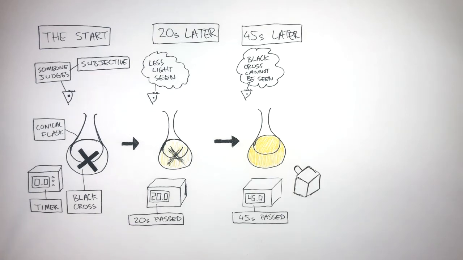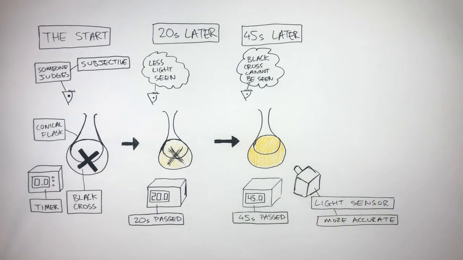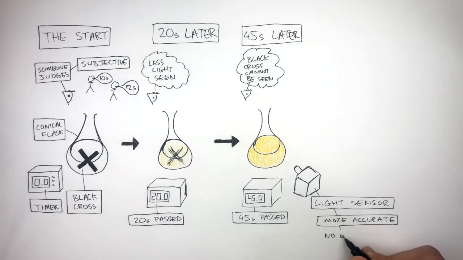A device which can be used to improve this method is a light sensor. It measures exactly how much light has been transferred through the solution at any given moment. It is much more accurate than people saying the light can no longer be transmitted at 10 seconds or 12 seconds, where there is a lot of room for error. Compared to people, this light sensor has no error. It is much more accurate and reliable.